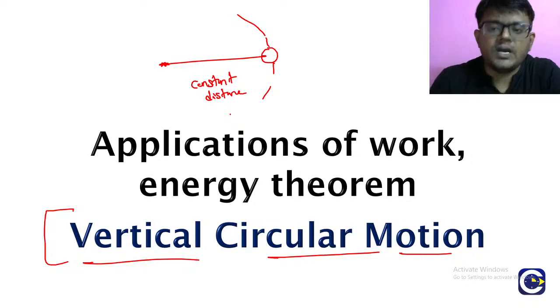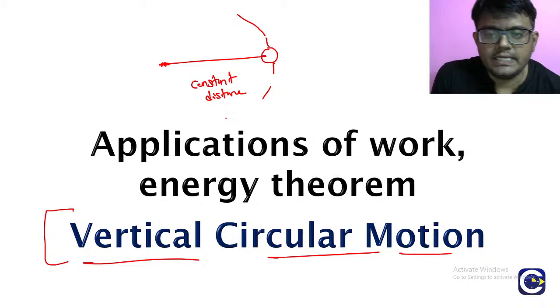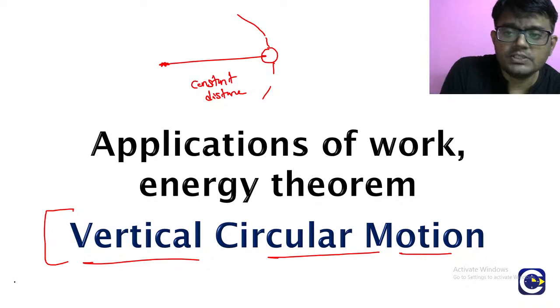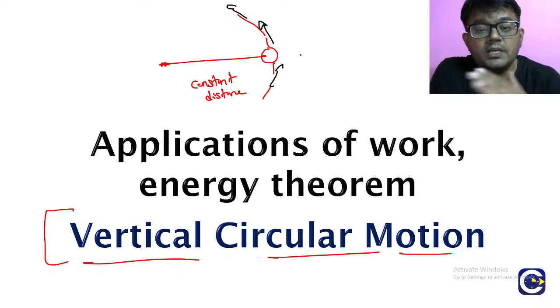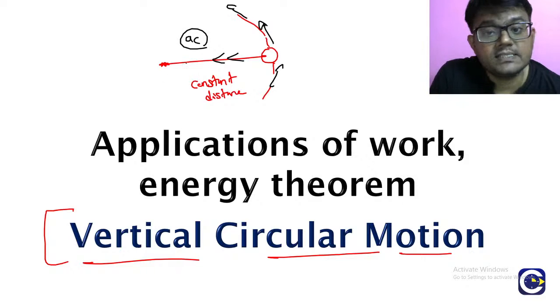If any object is going in a circular motion, we know that to change the direction of motion, because circular motion means the direction of motion keeps changing. How do we know the direction of motion? It will always be along the tangent drawn to the circle. So to change the direction of motion, there should be an acceleration toward the center of the circle. That is what we call centripetal acceleration.